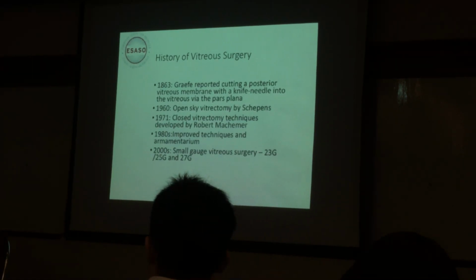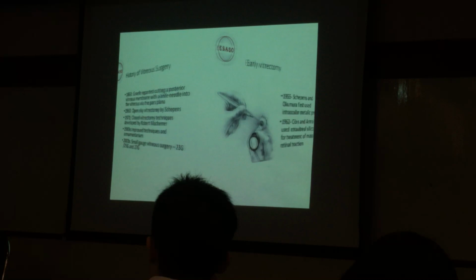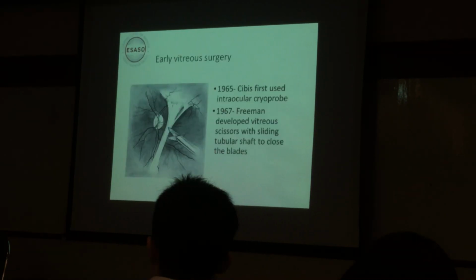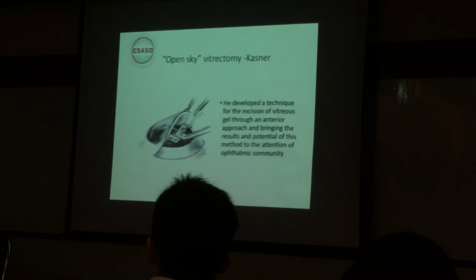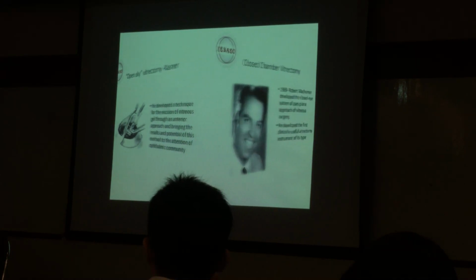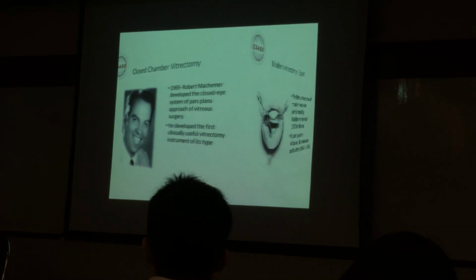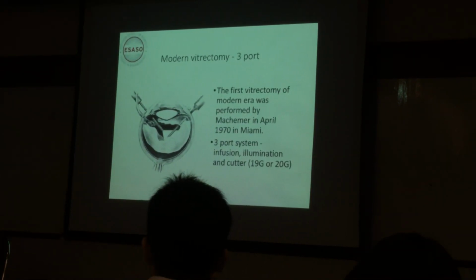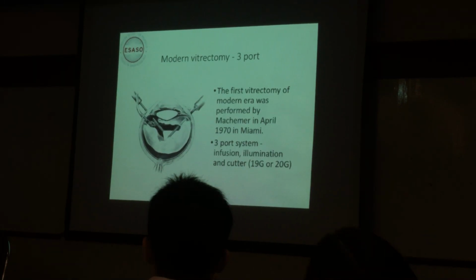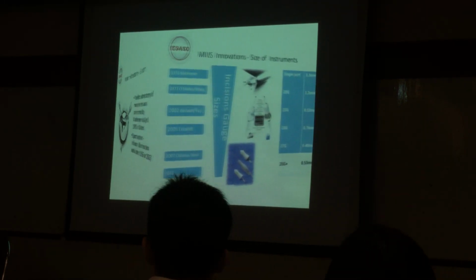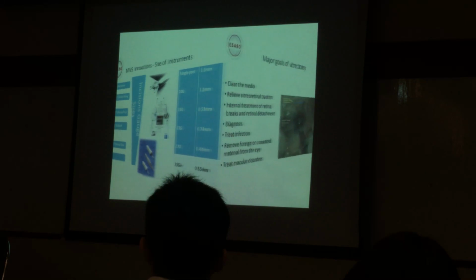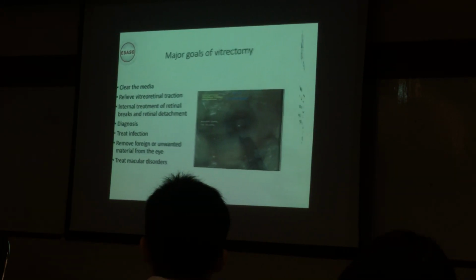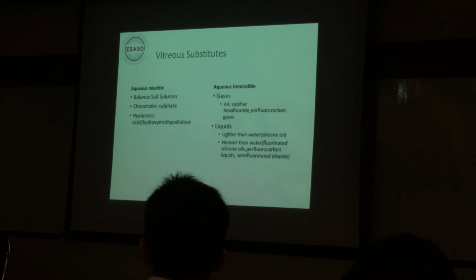I think the history I won't go through. Dr. Lee has already alluded to the evolution of vitrectomy, and together pari passu, at the same time as the developments in surgical and modern three-port vitrectomy, the use of tamponades was also needed because we needed something to replace the vitreous that has been removed.